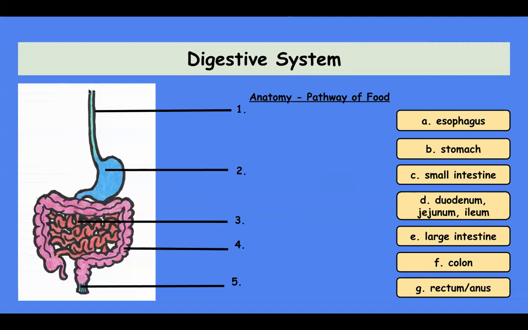So for this one, let's think about the anatomy of the digestive system. When we look at this firsthand, I'm asking you to label the organs of the GI tract. The reason I put pathway of food is that after you label these organs correctly, when you think about it conceptually, food is going to hit each one of these organs in that specific order. So once you can correctly identify these organs, the pathway of food is actually going to be quite simple.